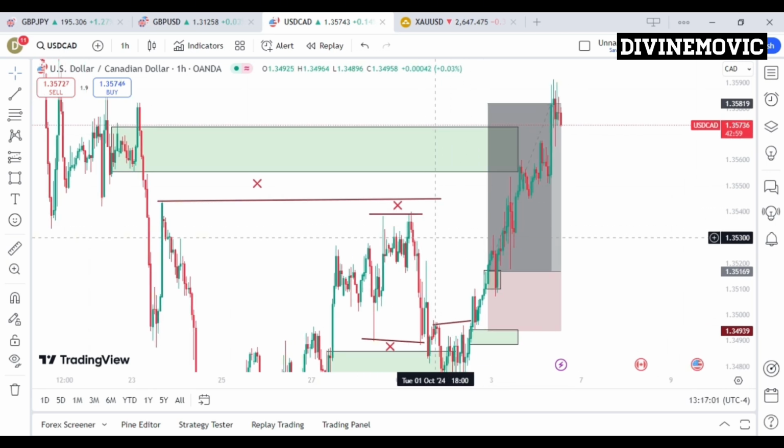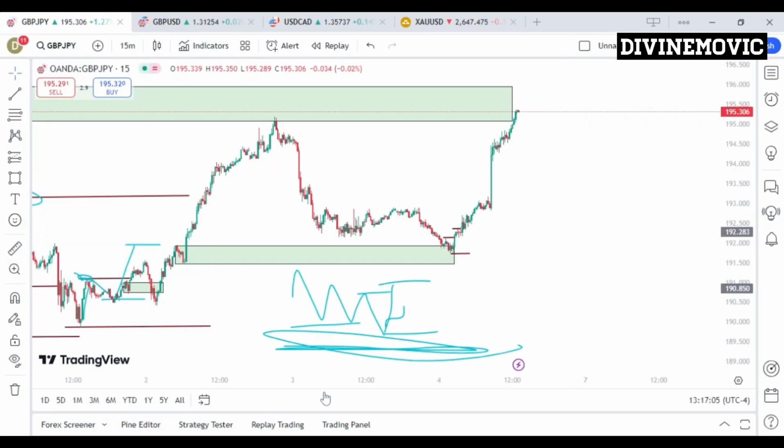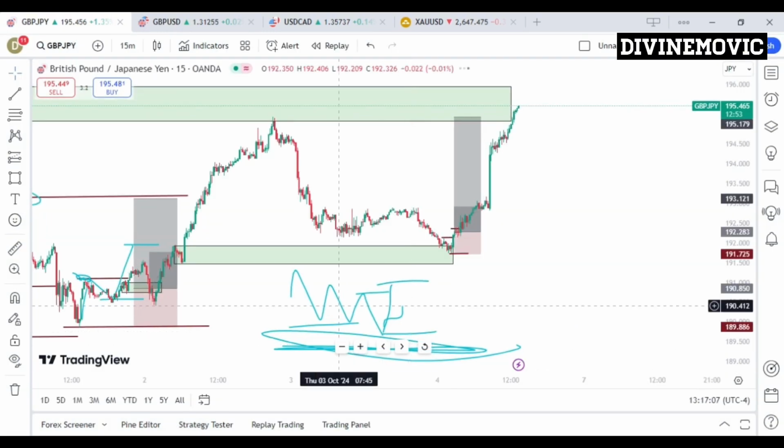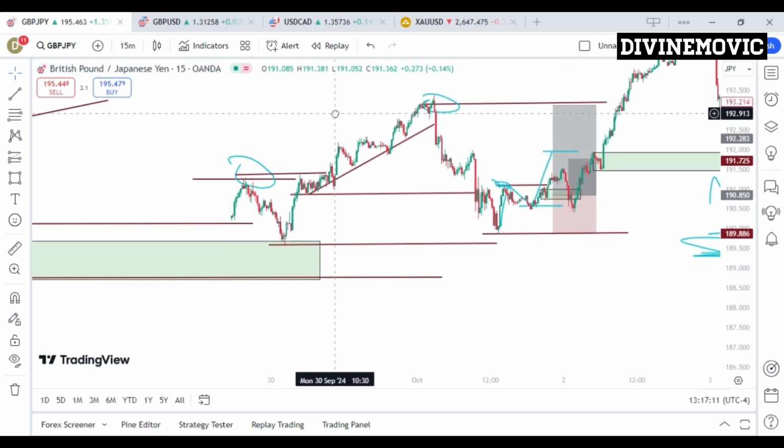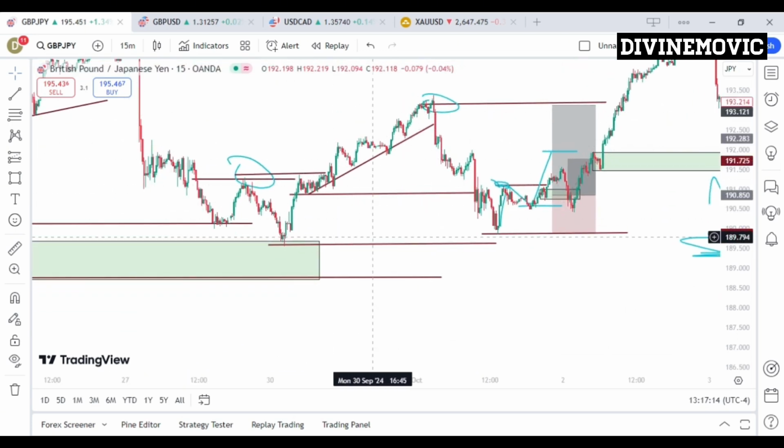Now let's look at GBPJPY. Same things applicable for GBPJPY. I was using this to teach my students, that's why it's very dirty like this.